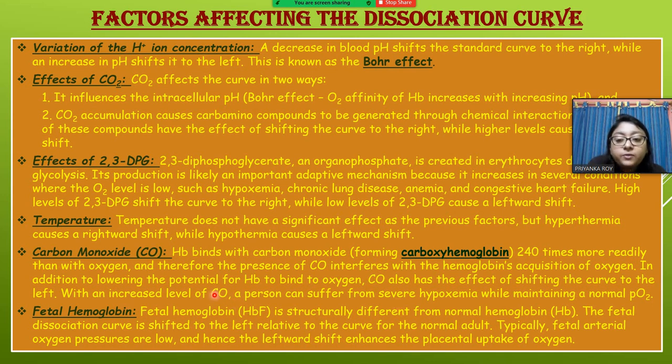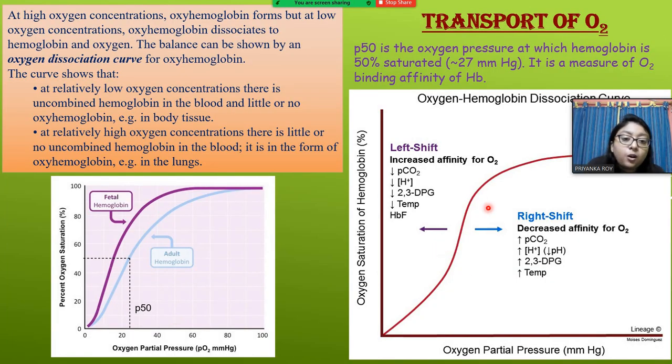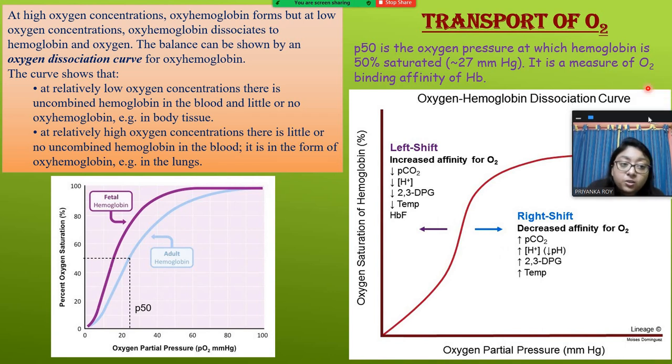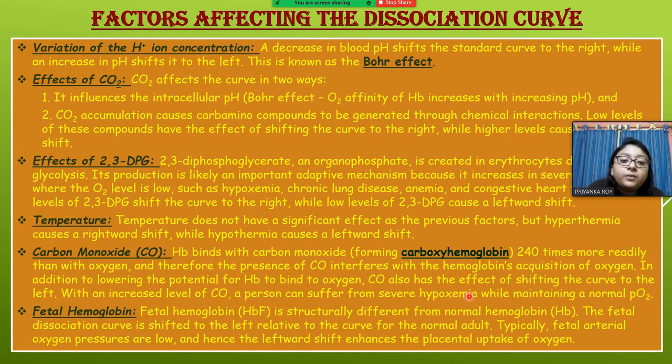With an increased level of CO, a person can suffer from severe hypoxemia while maintaining a normal oxygen partial pressure. So even if the partial pressure of oxygen in the blood is normal, if the CO level is highly increased, then the person can suffer from hypoxemia because it shifts the curve towards the left. The oxygen affinity will increase, but the hemoglobin has a tendency to bind with carbon monoxide. So in spite of the oxygen being there, it will not bind with oxygen, but it will keep binding with carbon monoxide. Therefore, it will cause hypoxemia.